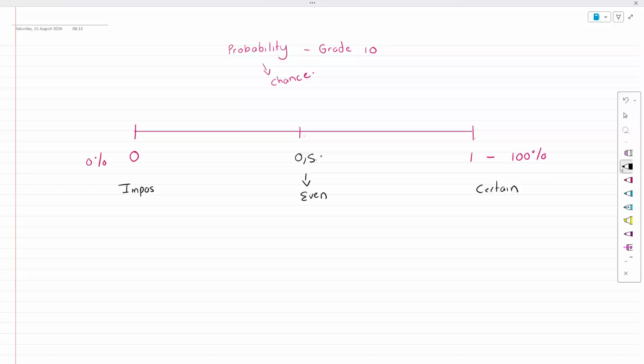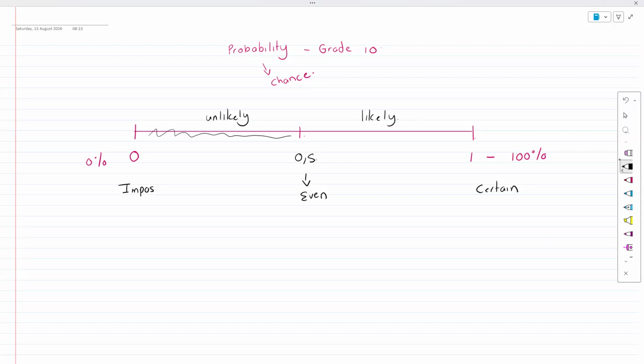Now, we can deal with stuff from 0.5 to 0. This would be less likely to happen. This would be unlikely. This would be likely, and it just moves on and on. Now, again, a probability has to be a real number, and it has to lie between 0 and 1. And it has to describe how likely an event would occur, right?